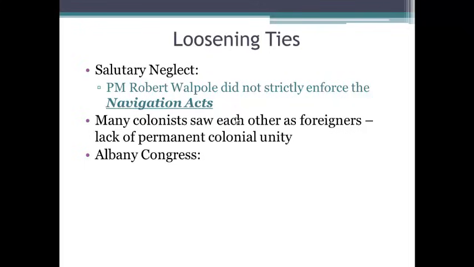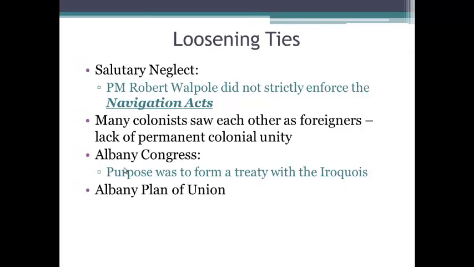In 1754, we have something called the Albany Congress, and this was called to form a peace treaty with the Iroquois. The British and the French were having issues with each other, and the British wanted to get the Iroquois on their side, or at least keep them from joining with the French.